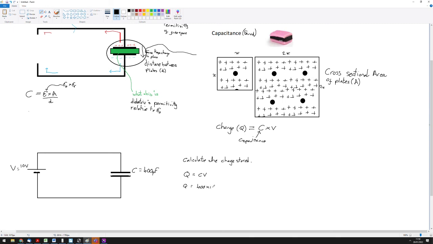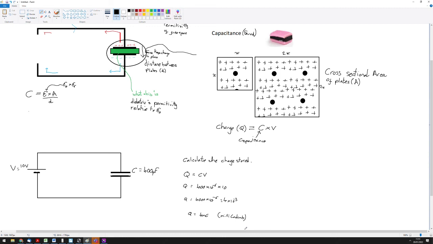400 micro times 10... 4000. Don't know what I was doing then. Times 10 to the minus 6, which is equal to 4 times 10 to the minus 3. So the charge stored is 4 millicoulombs. The only reason that's a hard one is because it's got a prefix in there, to be honest.